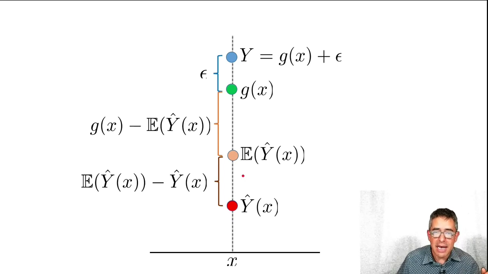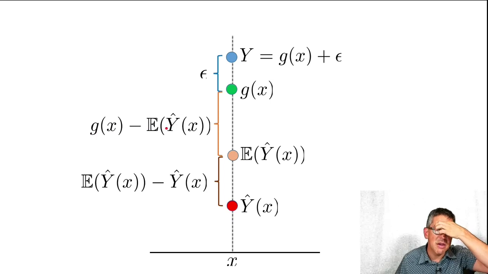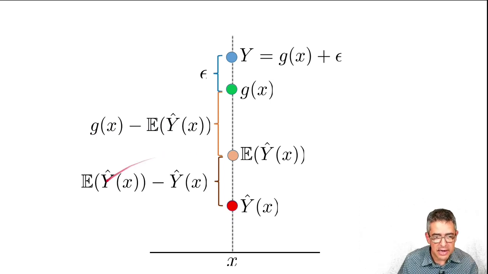So we can ask, what is the expected value of y hat of x? In general, it's going to be different from y hat. It'll be somewhere, let's put it in here, right? So we can further break down this distance between g and y hat into two more pieces. The distance from g to this, which is g minus the expected value of y hat, and that expected value minus y hat. Why are we making this breakdown of this distance into these three parts?